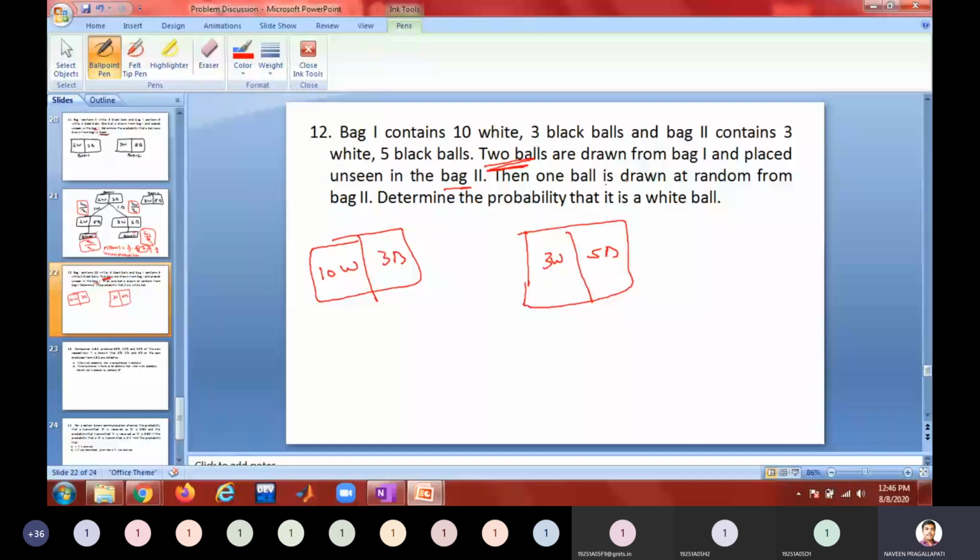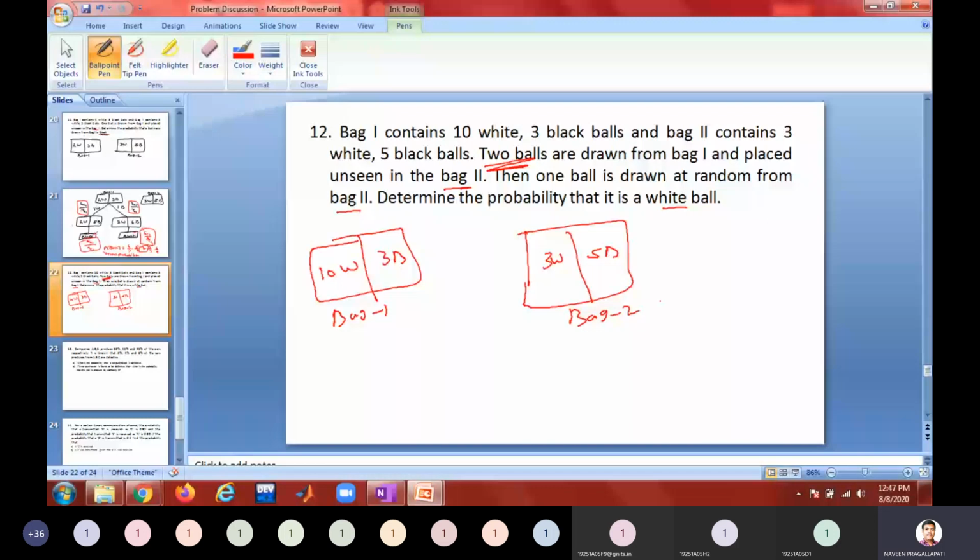Now 2 balls are taken from bag 1 and placed in bag 2. So there will be several problems like this. Okay, whenever you see a situation like this, you just draw the tree diagram and write all the possibilities and assign the probabilities and follow this technique.